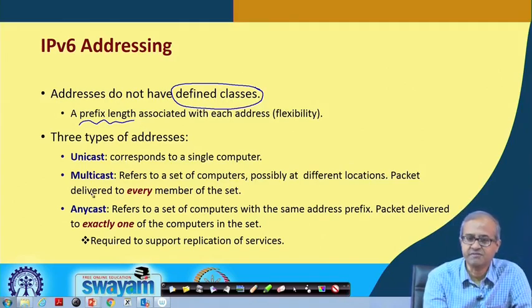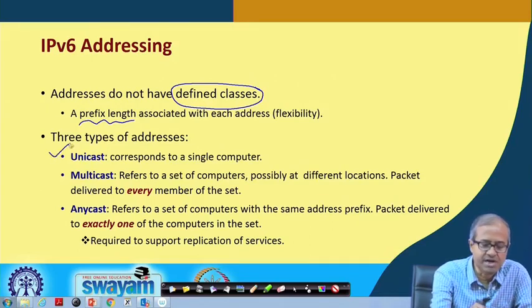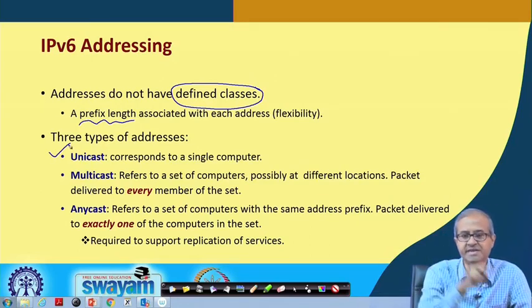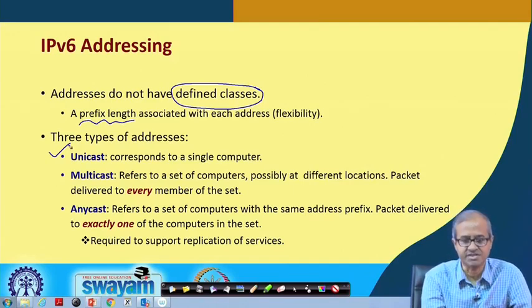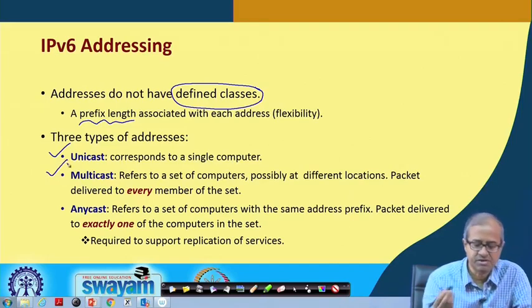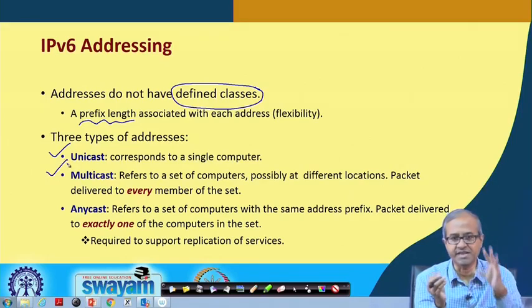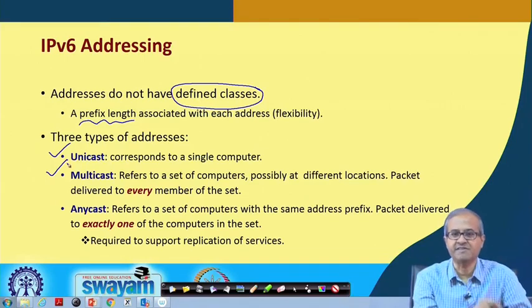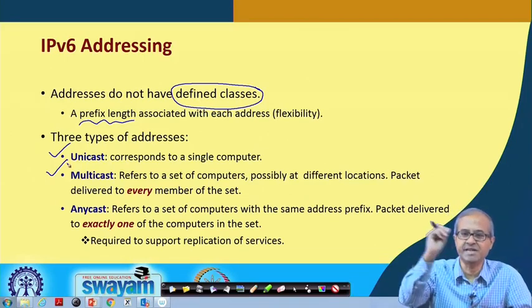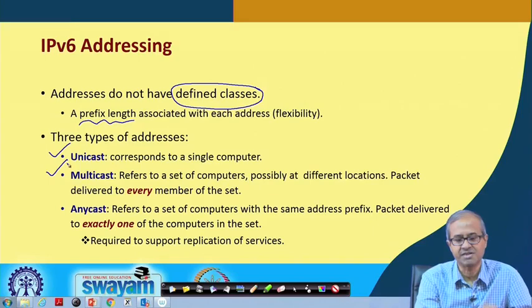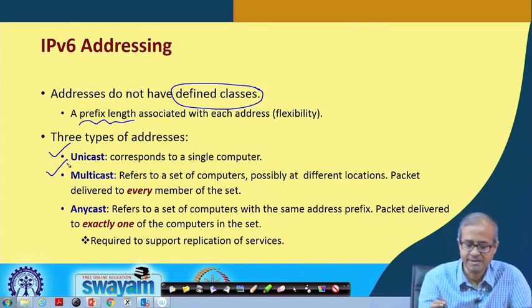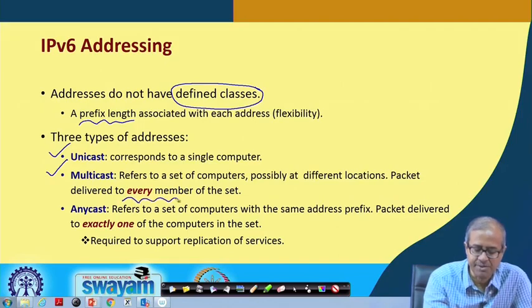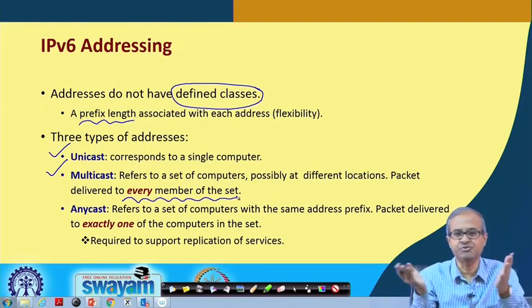Broadly, three classes of addresses are supported. One is a unicast address, which means it is a directed address of a particular node in the internet. That means you are sending a packet to a particular computer. Then multicast, which means you are sending the packet to all members of a given set. You can say that I am sending a packet to a subnetwork, and it should go to all the computers inside that subnetwork. So, it must be delivered to every member of the set. The set is usually a network or a subnetwork.